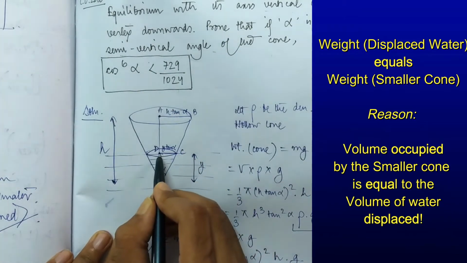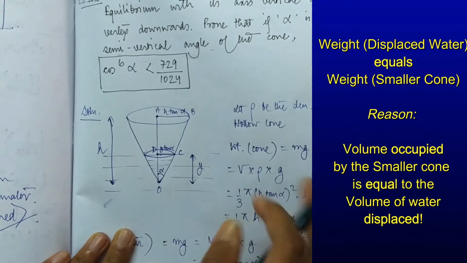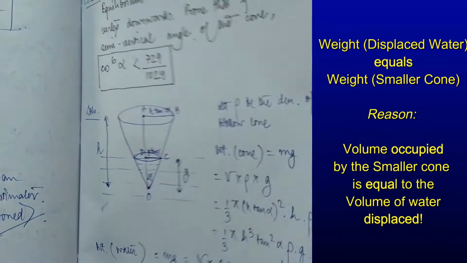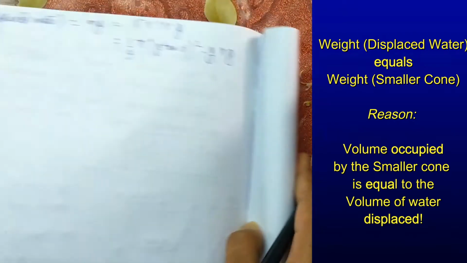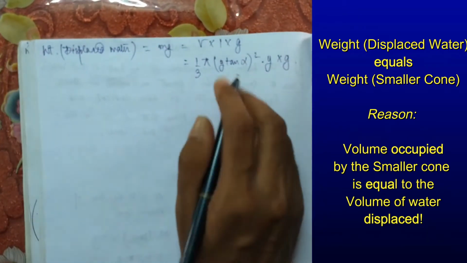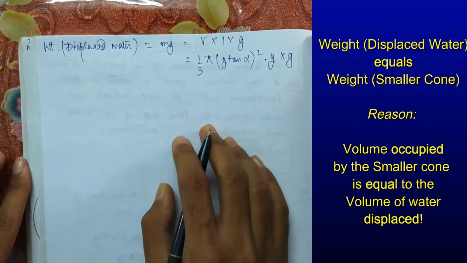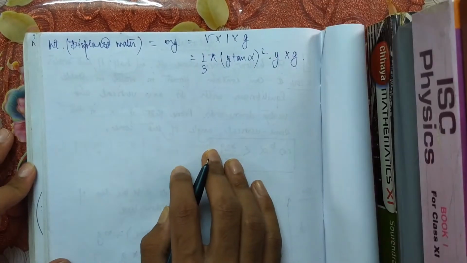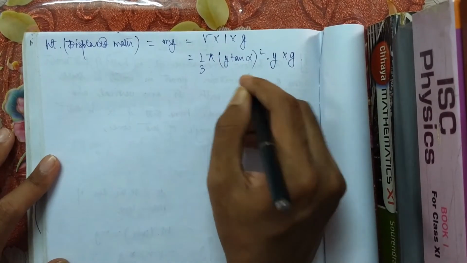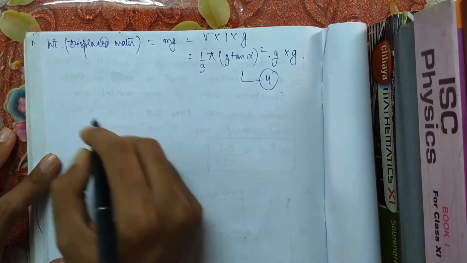So for this part of the cone we have the radius as y tan alpha. That's why we are taking the weight of the displaced water as y tan alpha. Fine with it. Now let us name this equation as 4.